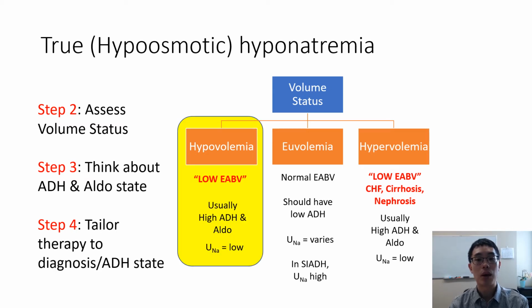Let's first think about hypovolemia, or volume depleted states. Examples of these are sepsis and severe blood loss leading to hypotension. In this case, the hypotension stimulates baroreceptors in the carotid body that signals our pituitary glands to produce more antidiuretic hormone and aldosterone. This is the first example of low effective arterial blood volume.